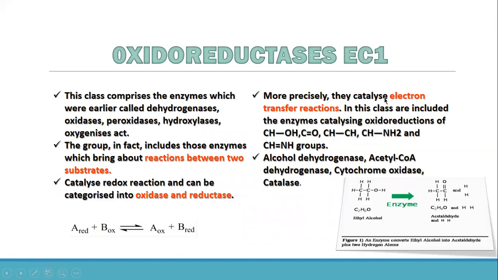More precisely, they catalyze electron transfer reactions. Alcohol dehydrogenase, acetyl coenzyme A dehydrogenase and cytochrome oxidase are examples of oxidoreductases.